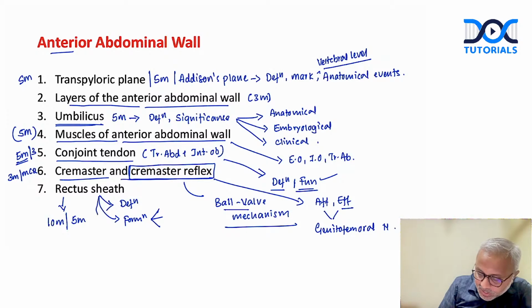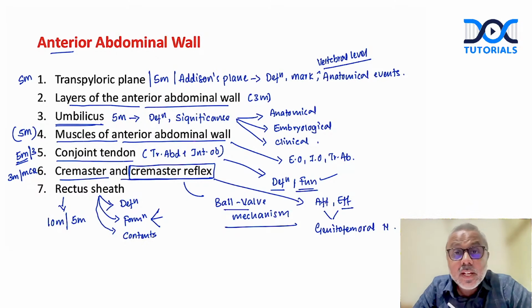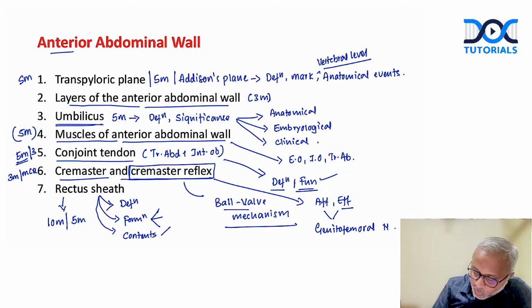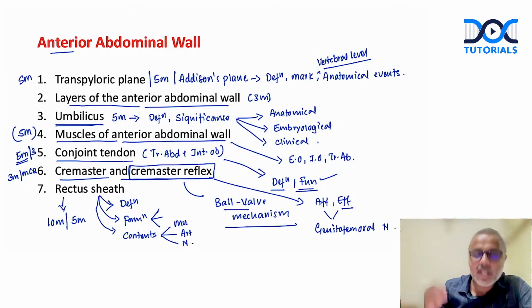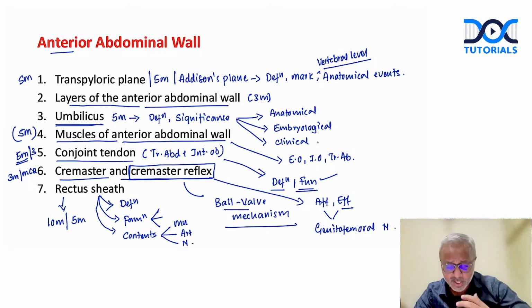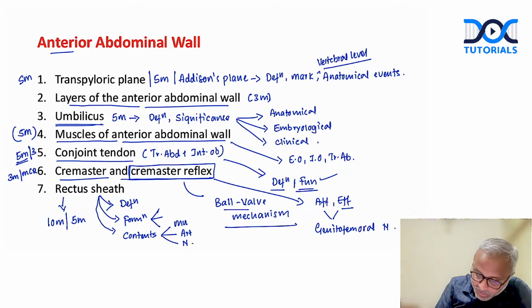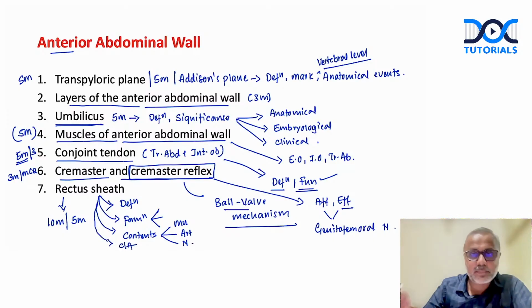Then the next important subheading would be to list the contents, right? In contents, what are the muscles that are there? What are the arteries that we have? What are the nerves we have? So this is how we can structure it. And then of course, the last one is regarding the clinical anatomy.